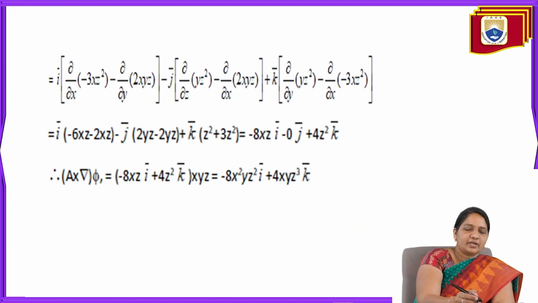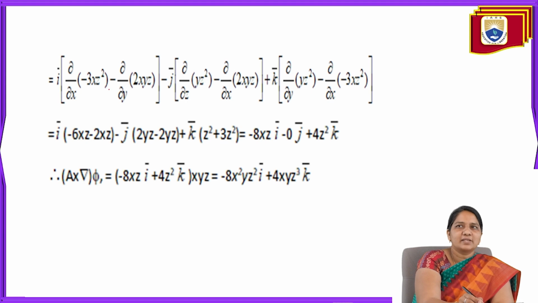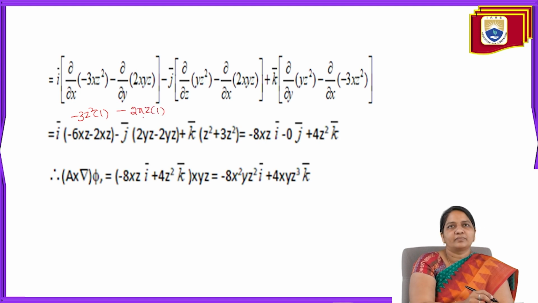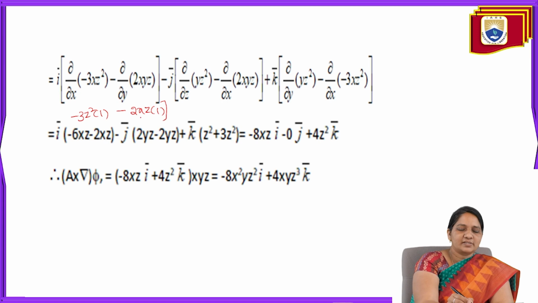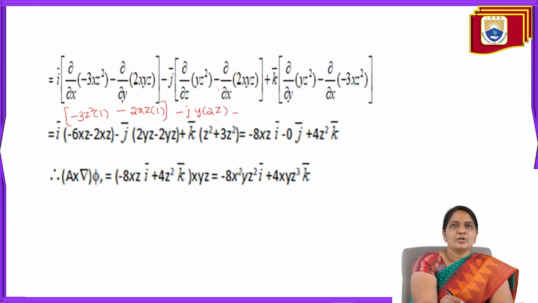After doing this, we get ∂/∂z of minus 3xz², which is minus 6xz, minus with respect to y we are doing, so 2xz. The same way for the next term also. Here minus j into ∂/∂z of yz², so y into 2z, minus ∂/∂x of 2xyz, so 2yz into x is 1.